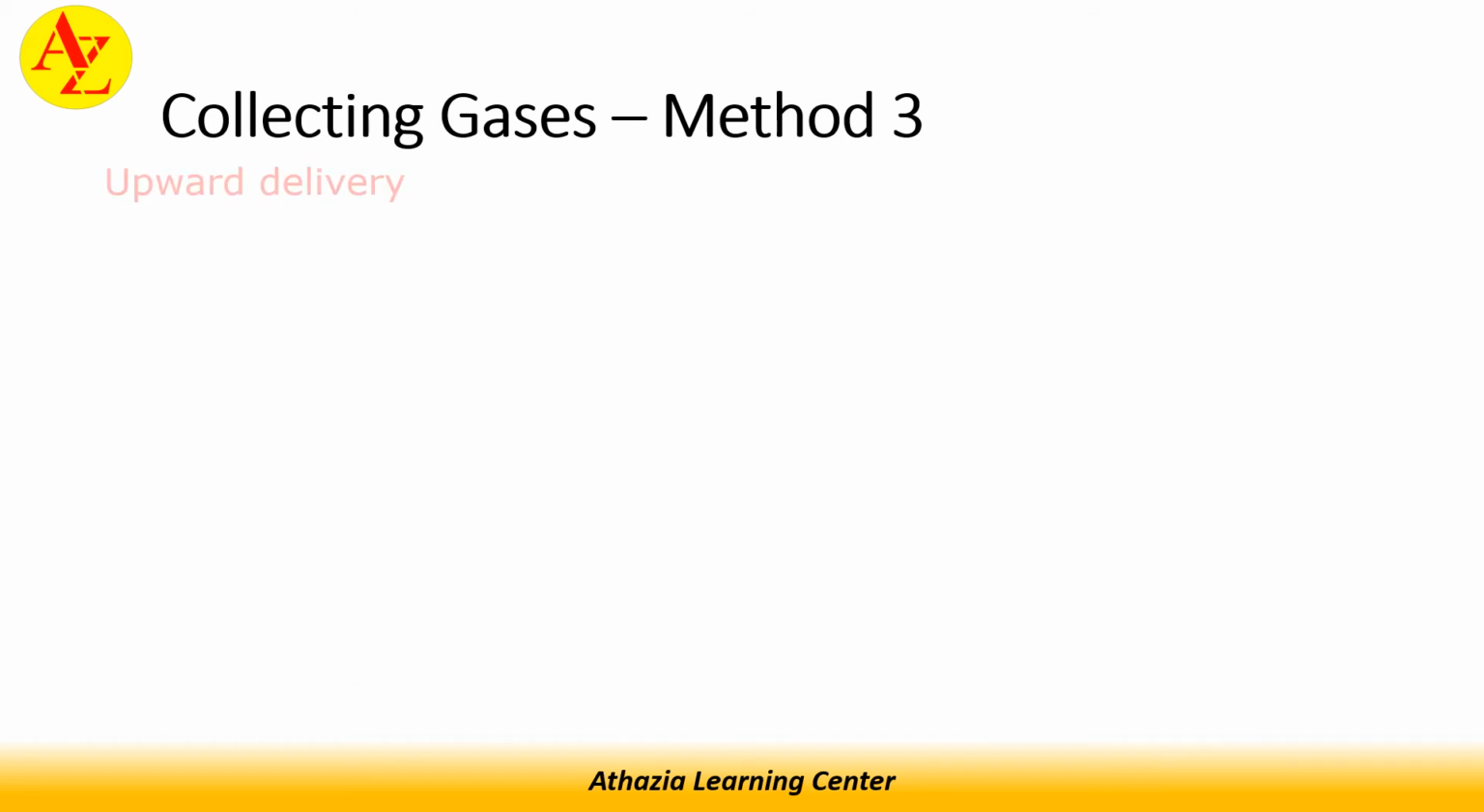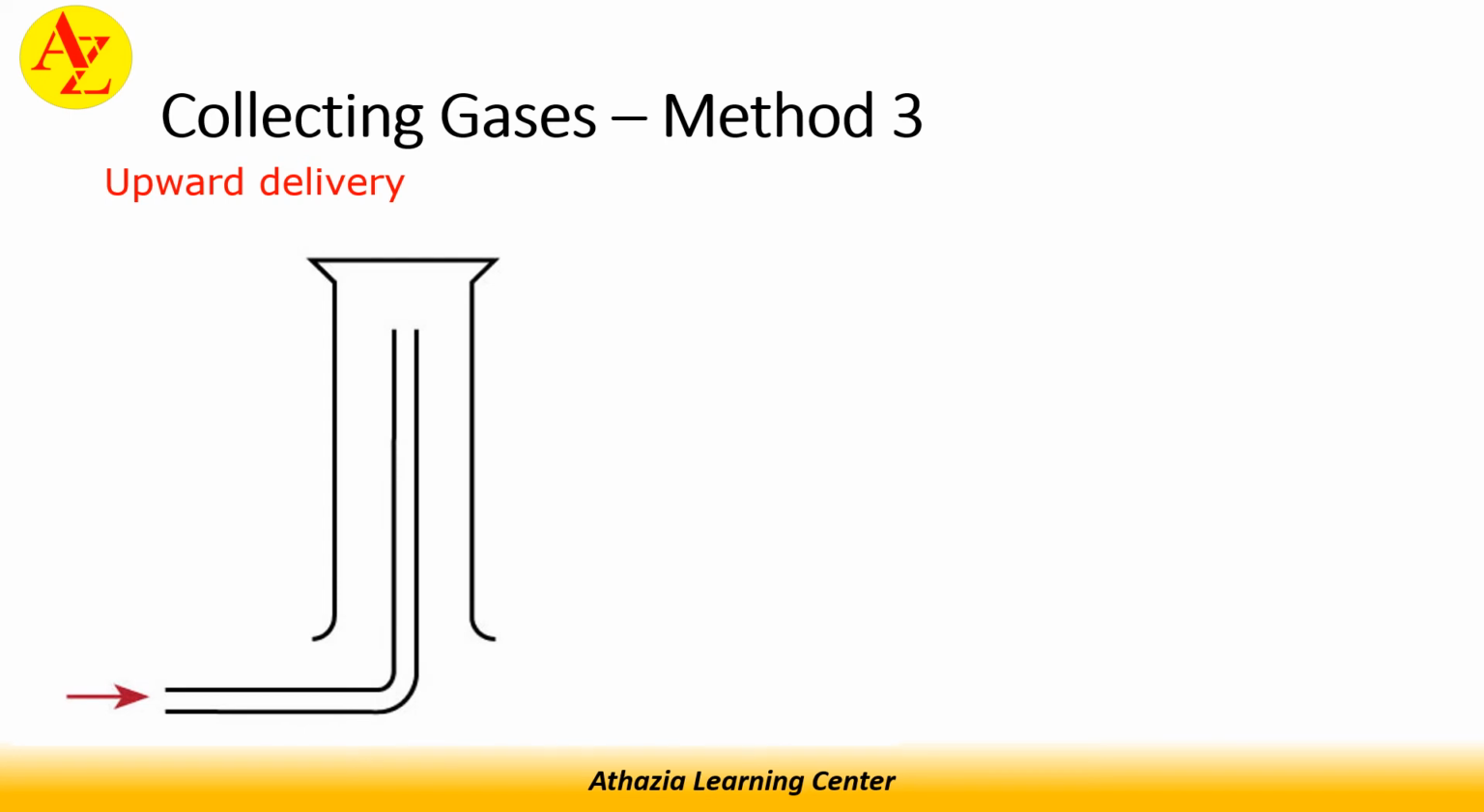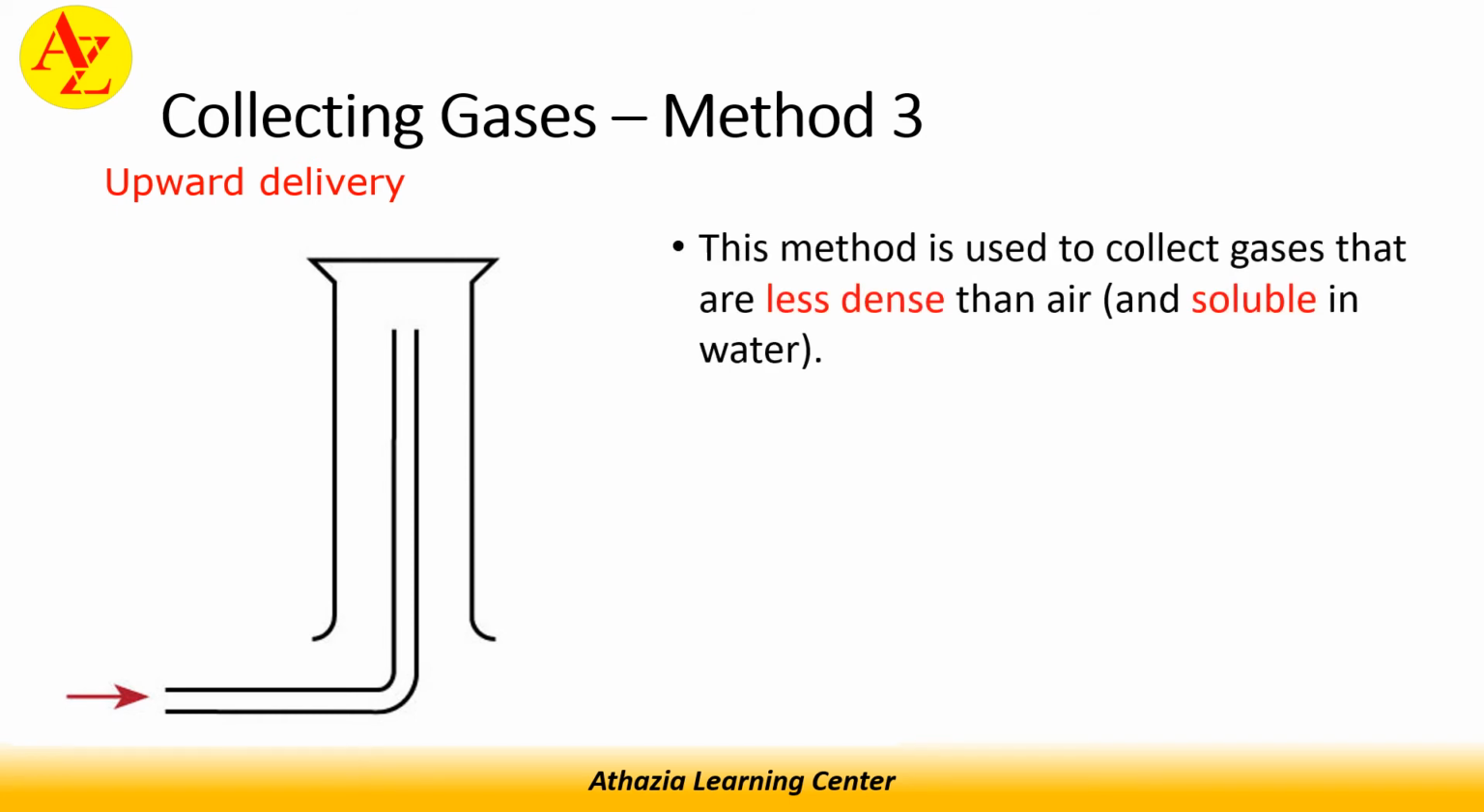The third method is called upward delivery. We use an inverted measuring cylinder and we collect the gas this way because the gas is less dense than air and soluble in water. An example of such a gas is ammonia.